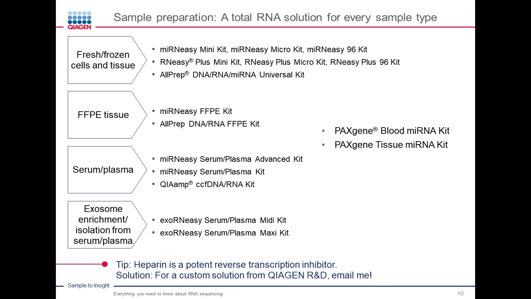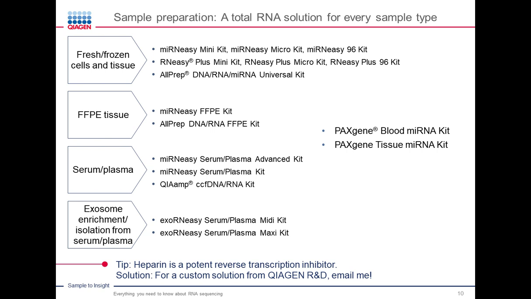For serum and plasma, we have the QIAzol chloroform-free solution, the microRNA Serum Plasma Advanced Kit. We also have our long-running microRNA Serum Plasma Kit, as well as the QIAamp Circulating Cell-Free DNA RNA Kit. This kit is very nice in that you have both DNA and RNA in the same eluate, allowing you to do those multimodal type of experiments.